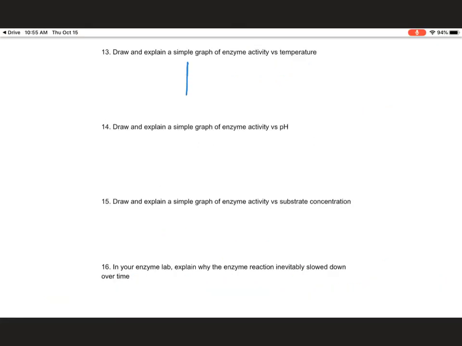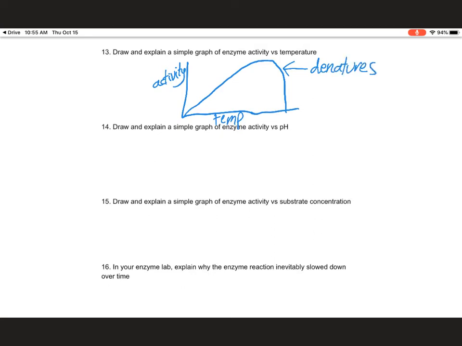Enzyme activity versus temperature. Activity, temperature. Generally, as the temperature increases, the enzyme will start working better and better until it reaches its maximum efficiency, and then we get a big drop off. And we get this big drop off because the enzyme denatures, meaning it changes shape. It can no longer fit the substrate, so it doesn't work anymore. This is like scrambled eggs. Enzymes are proteins. Your eggs got scrambled. The protein is all tangled up now.